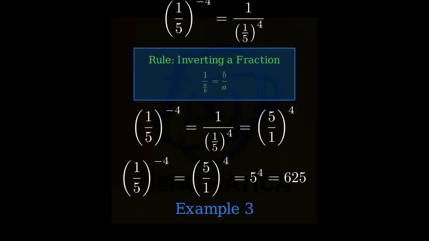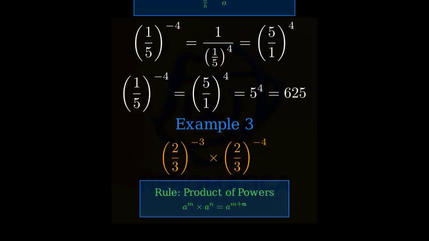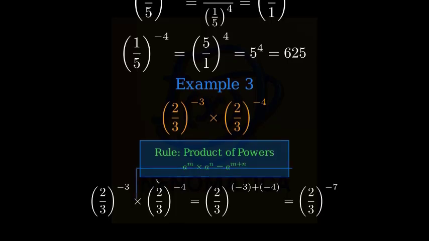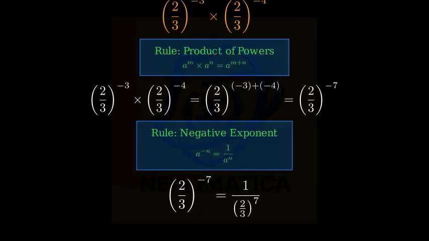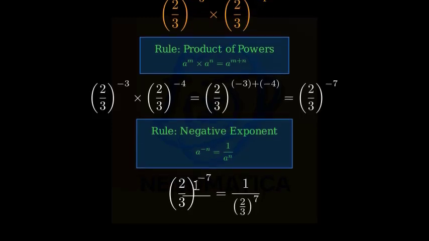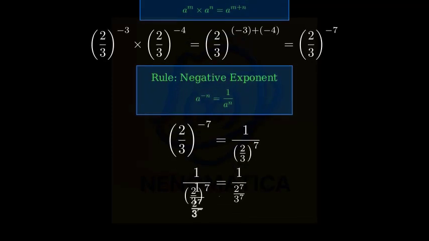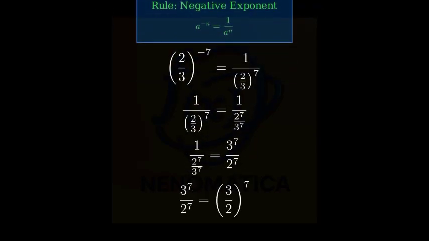Let's look at our third example, which involves multiplying expressions with negative exponents. We have 2/3 raised to the power of negative 3 times 2/3 raised to the power of negative 4. When multiplying expressions with the same base, we add the exponents. So we get 2/3 raised to the power of negative 3 plus negative 4, which is negative 7. Now we apply our negative exponent rule. 2/3 to the power of negative 7 equals 1 over 2/3 to the power of 7. We can simplify this as 1 over 2 to the 7th over 3 to the 7th. This equals 3 to the 7th over 2 to the 7th. So our final answer is 3/2 to the power of 7.